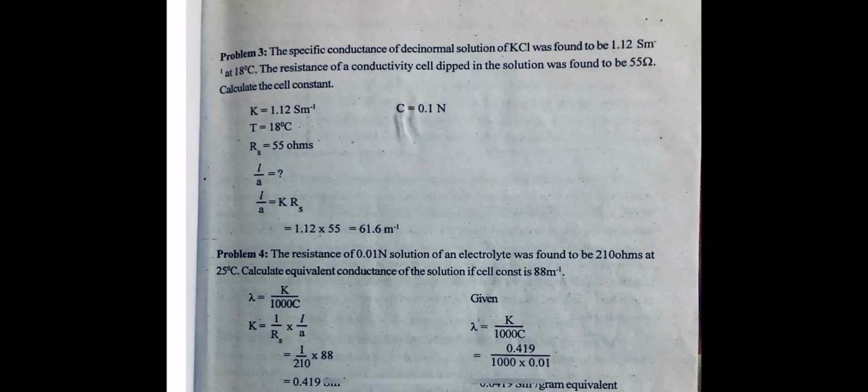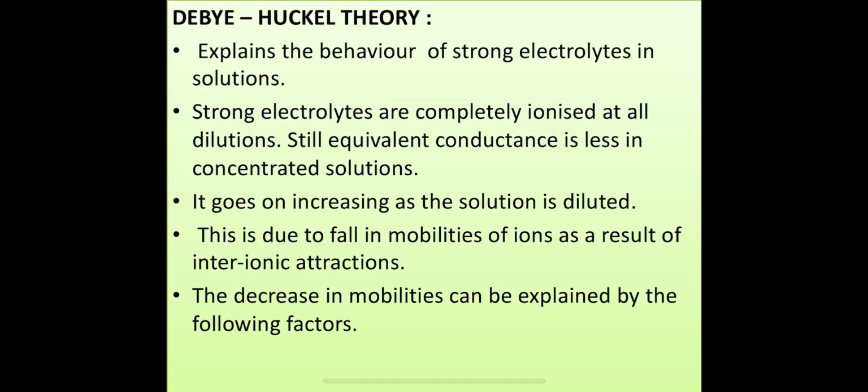Okay, so the cell constant is given and also the resistance is given. By substituting that value, 1 divided by 210 into 88, where 88 is the cell constant and the resistance is 210 ohms, we are going to get the value, that is the equivalent conductance. And next is the Debye-Huckel theory.